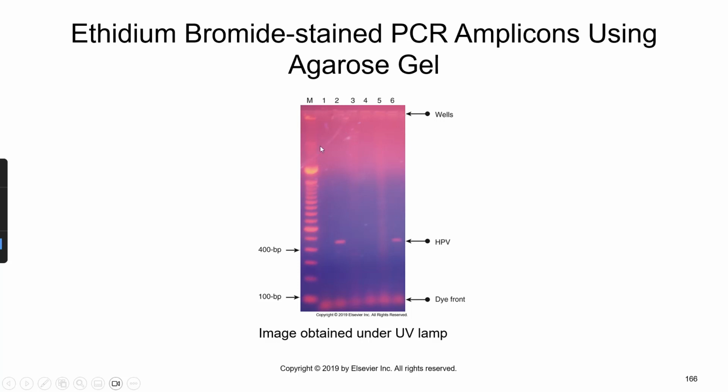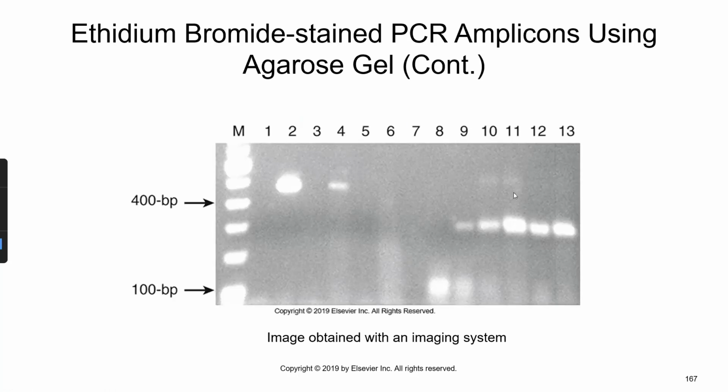So again, we usually have a marker, a negative control, a positive control, and then we have multiple patient specimens that we can run on here. It turns out that this was the only patient that was actually infected or actually positive. Here's another one that you can see what they look like with different patient specimens.